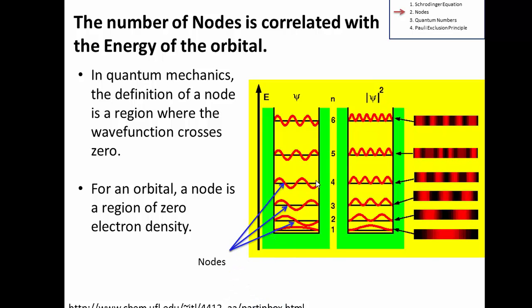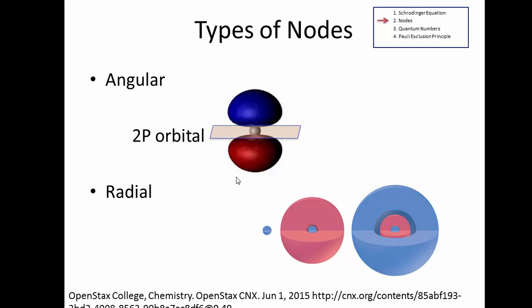So those are our nodes. And there's two different types of nodes for atomic orbitals. You either have radial nodes. Radial nodes are almost like a spherical node where there's no electron density. And you can also have angular nodes. Angular nodes are nodes that are planar. So you can see that you have a whole plane of zero electron density. So radial nodes are spherical, angular nodes are planar.